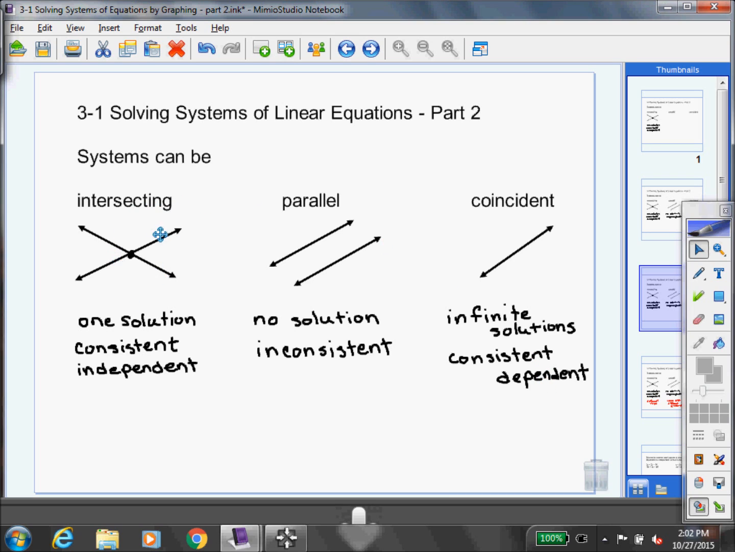And the intersecting ones have one solution, independent. What about their slopes?